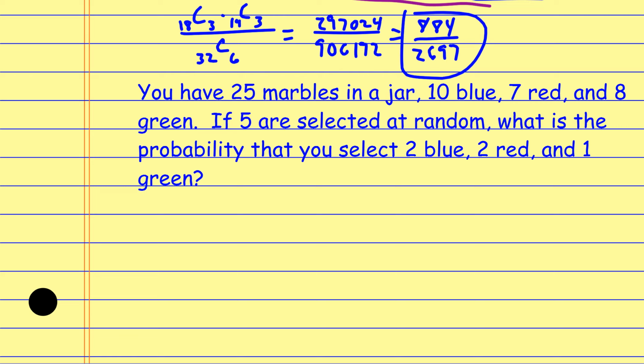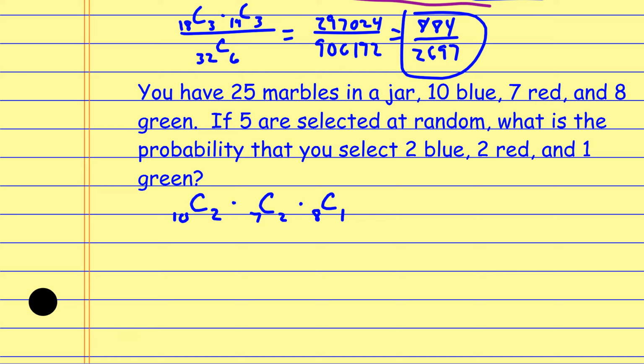So if I was doing the combinations, I would have to do 1 for the blue. So the combination for the blue would be 10 choose 2. And then for the red, I'd have to do a combination for the red, which is 7 choose 2. And then for the green, I'd have to do the combination of 8 choose 1. And once again, it's an AND type of probability because I see the word AND, so I'm going to multiply. It's also my fundamental counting principle.